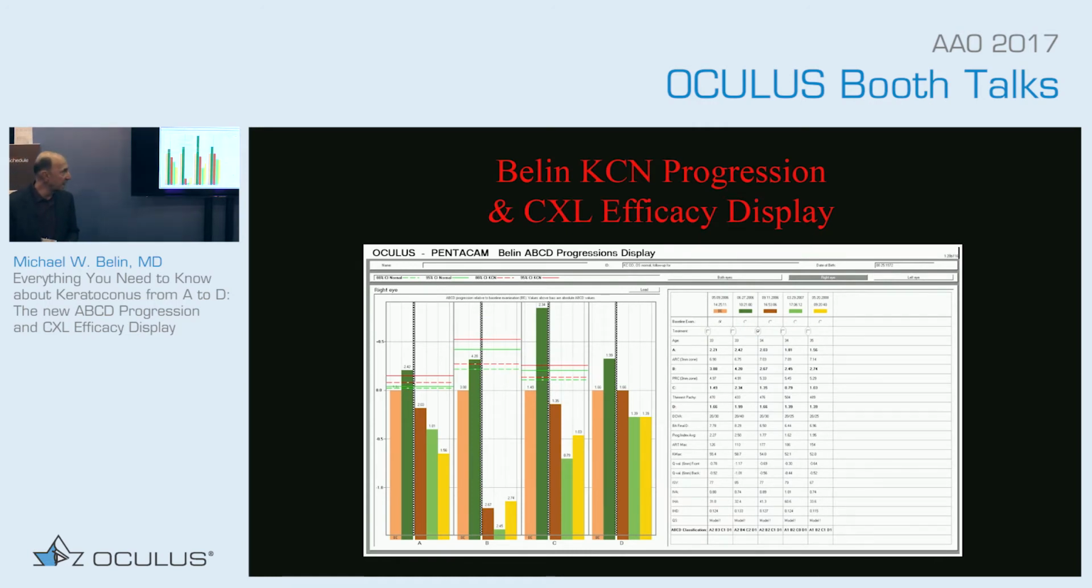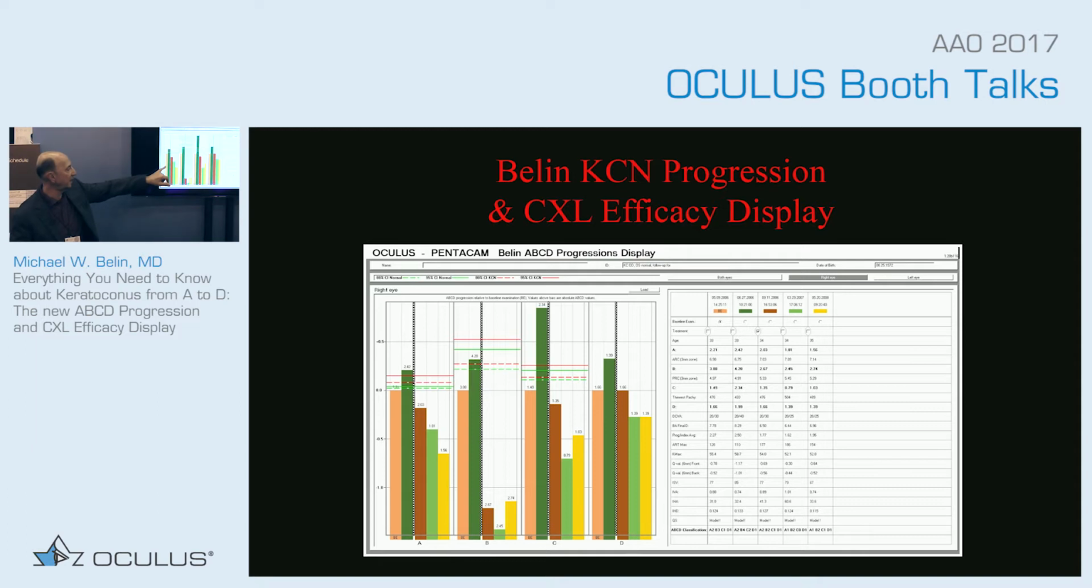And then this is what the display looks like. It will display up to 8 exams over time. This is the A, the anterior surface, B is the back, C is the corneal thickness, D is distance visual acuity. Then it shows you the confidence intervals. The green are the normal, the red is the keratoconic, the dashed line is the 80% confidence interval, the solid is the 95% confidence interval.